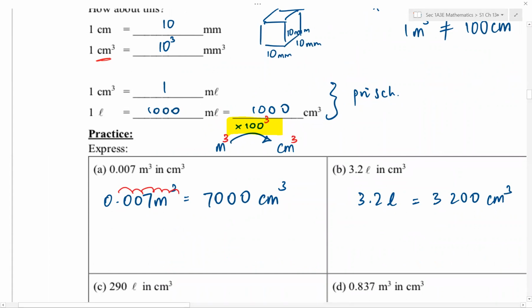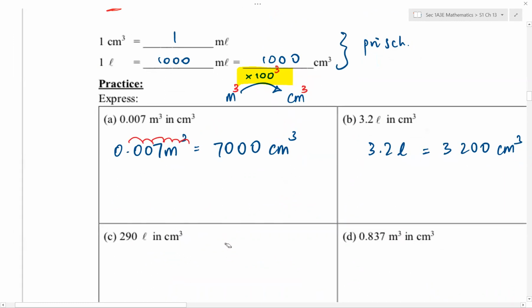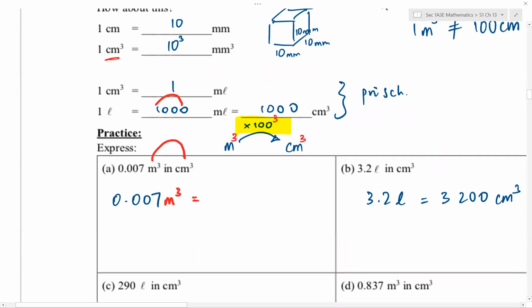So now, 0.007 cubic meters in cubic centimeters. How do we do this? How do we actually go about doing this? Okay, I'll remove all this first. Cubic meters, change it into cubic centimeters. If the cube didn't exist, is it a very simple question? Let's say 0.007 meters to centimeters, very easy, right? What do we do? Multiply by 100. If the cube didn't exist, we just multiply by 100.